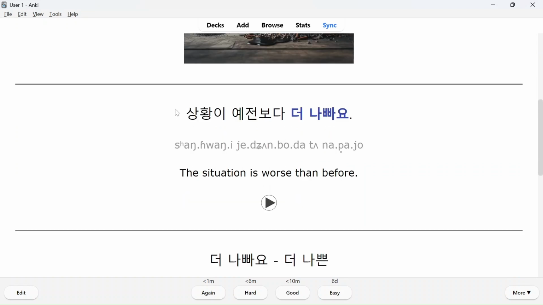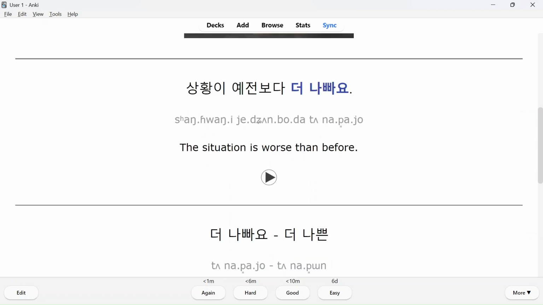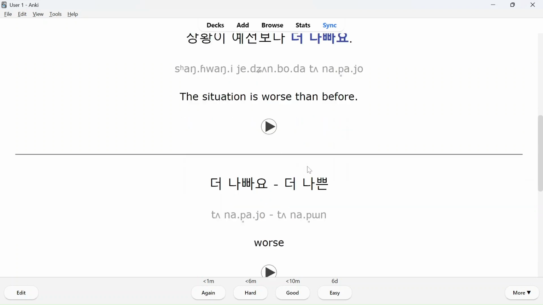So let's do a small recap. We have the sentence area. You can see that the sentence is over here and the correct word is used. Now, please note the polite form. Look at the ending, the yo ending. We have the IPA notation, which helps with pronunciation. We have the English translation and we have the audio. 상황이 예전보다 더 나빠요. We have the word in its polite form. Notice the yo ending. 더 나빠요.